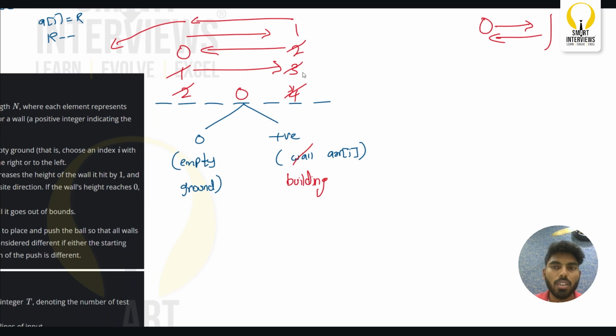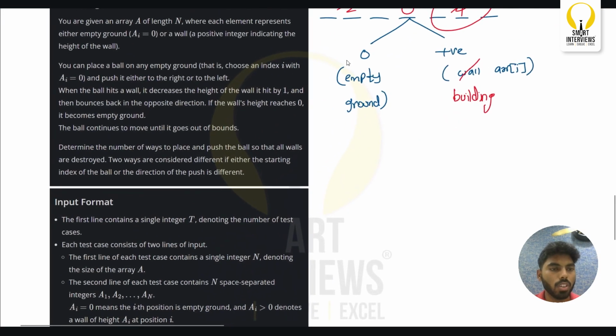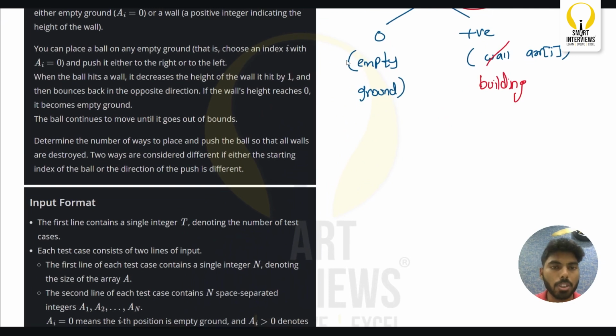You have an empty place, and you have two options at each empty place: either push this ball to the right side or to the left side. Once this ball touches any one of the buildings, it goes back in the opposite direction, because of equal and opposite reaction. So this is the overall principle of this question.